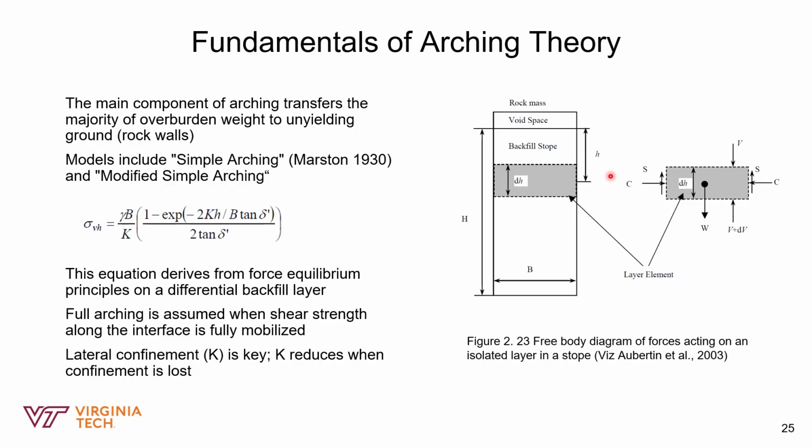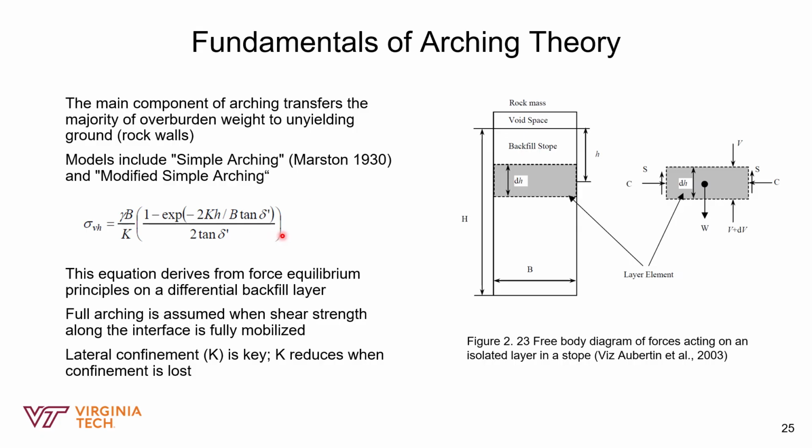And so this balance of forces is the foundation for the derived arching equation, which is represented right here. In the arching equation, the term sigma Vh is the vertical stress experienced at a specific depth. We have gamma, which is the unit weight or the density of the fill. B is the width of the stope. H is the depth below the fill surface. Delta is the effective frictional angle between the rock walls and the backfill material. And K is the coefficient of lateral earth pressure.